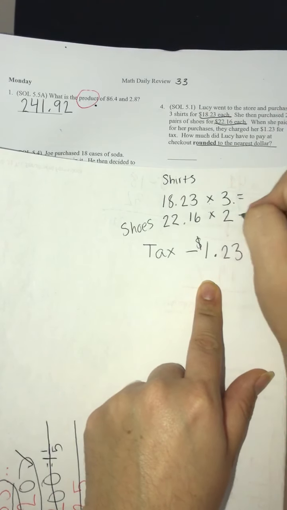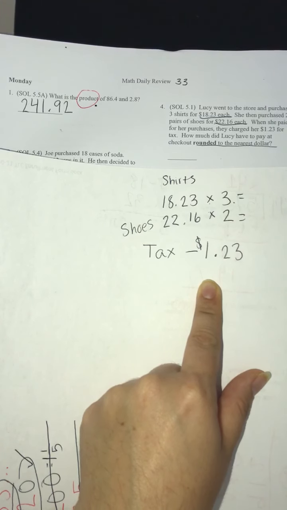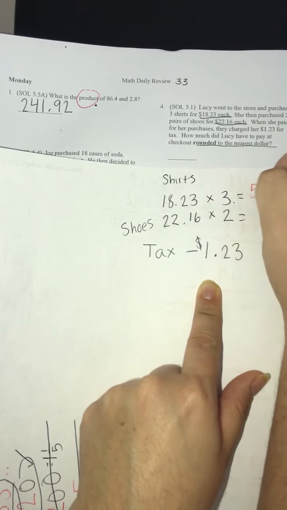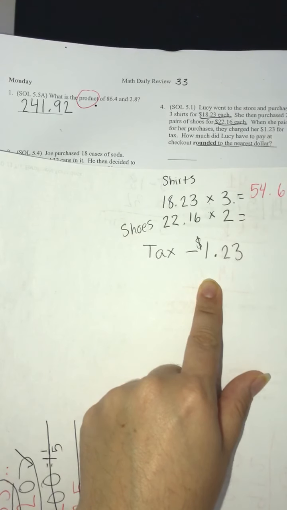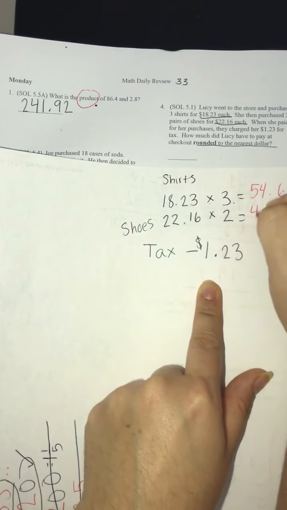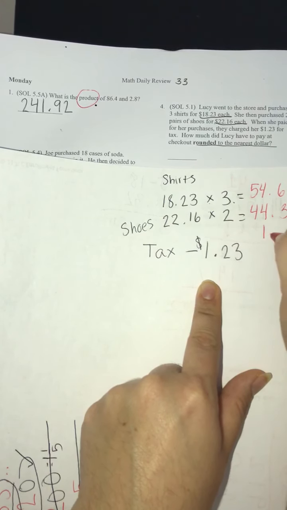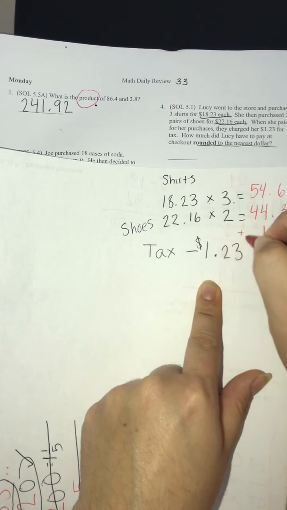So the first thing I'm going to do is figure out shirts. I'm going to type $18.23 in my calculator, and she bought 3 of them. So I'm going to multiply that by 3. And I got $54.69. Then her shoes were $22.16 each, and she purchased 2 pair. So we're going to multiply that by 2. So I got $44.32. And then I'm going to add the tax, $1.23 in, okay?